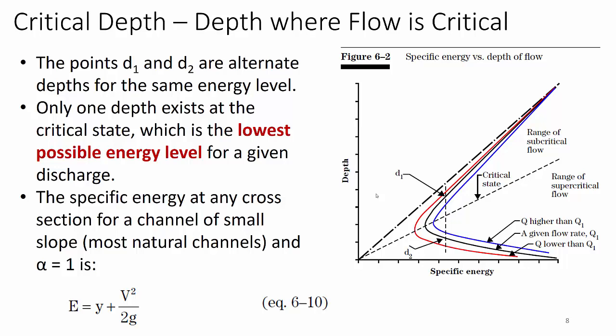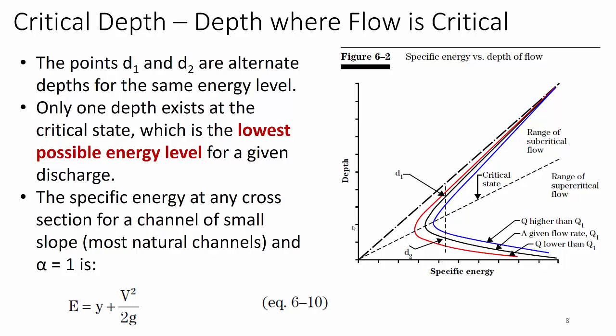So the depths D1 and D2 are alternate depths for the same energy level here in this energy graph. So we have the same specific energy, but different depths give you different critical states. At deeper water, it's subcritical because you have enough water mass that gravity is pulling it. In shallow water, it's supercritical because the velocity of the water upstream is pushing the water down. Only one depth exists at the critical state, which is the lowest possible energy for a given discharge.